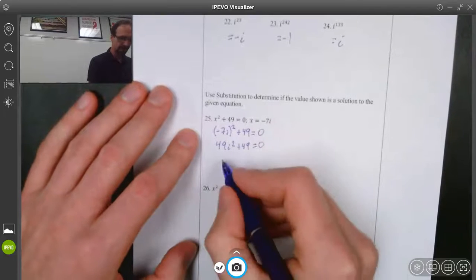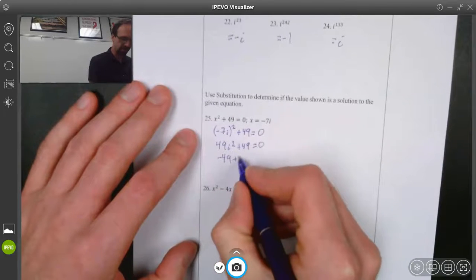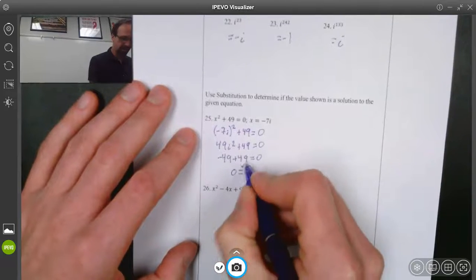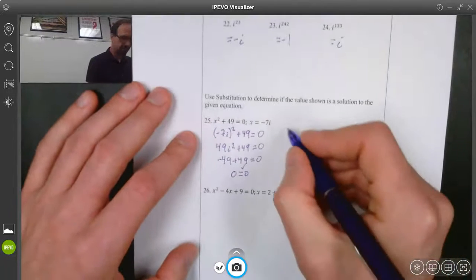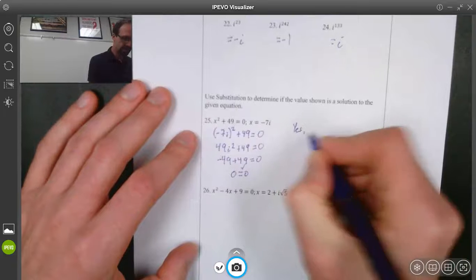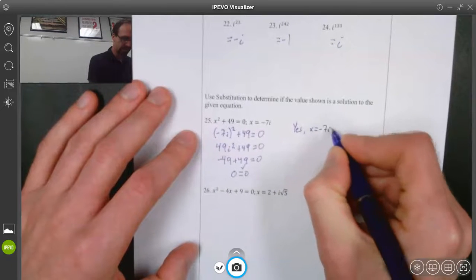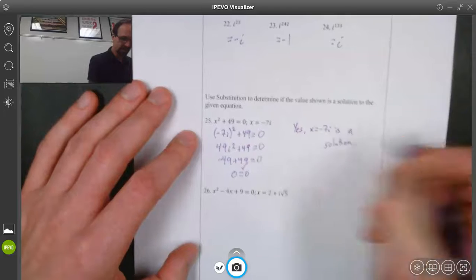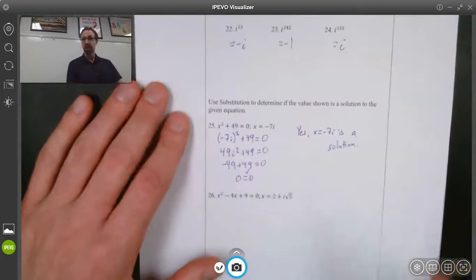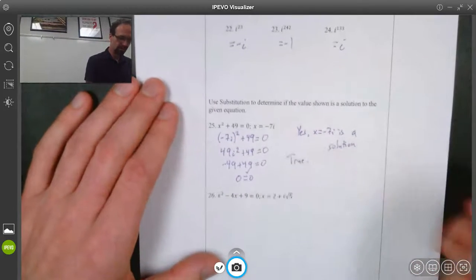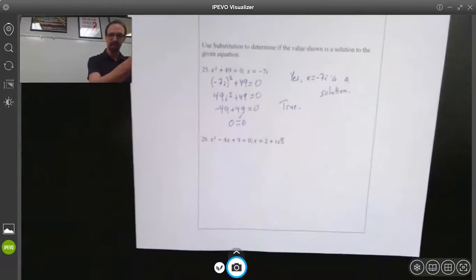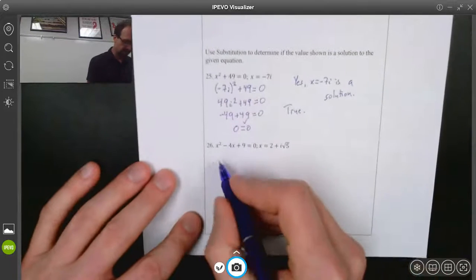And remember, i squared is negative 1, so this becomes a negative 49 plus 49, and that does in fact equal 0. So by getting 0 equals 0, it is a value. So yes, x equals negative 7i is a solution. So this is a true statement. And then for the second one here, for 26, we're going to plug in that 2 plus i square root of 5, wherever we see an x.